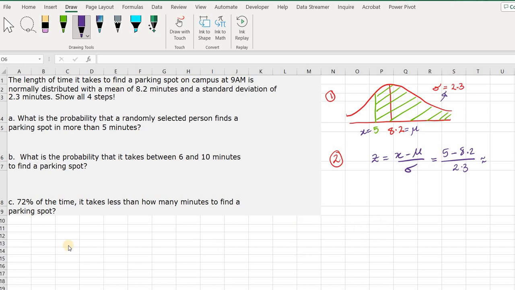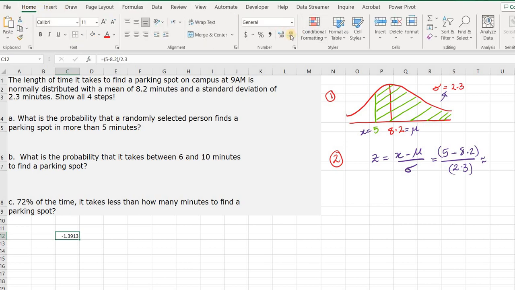So I'm going to do the math here on this sheet. Remember, when you are doing the z-scores, you must surround the numerator and denominator with parentheses. Otherwise, you're going to have a mistake when you're computing these values. 5 minus 8.2, and then divide that by 2.3. You're going to get this number. You're going to round it to 4 decimals. So I'm going to make sure it is rounded to 4 decimals, which, in my case, is already rounded. So this is equal to negative 1.3913. So that is the second step.